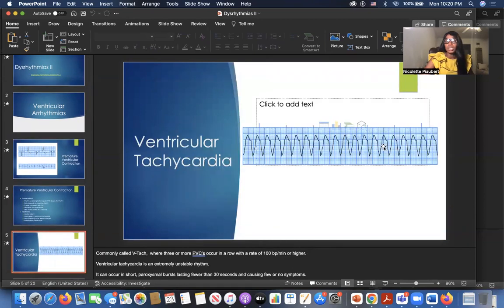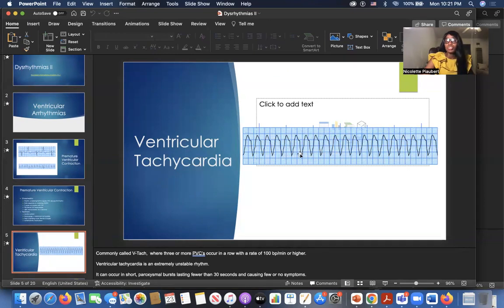VTAC is this iconic-looking structure here, right? It's just this wide, big QRS, right? It's like this is a big QRS, this is a big QRS, and there's no T. And the problem is, first of all, it's really fast.